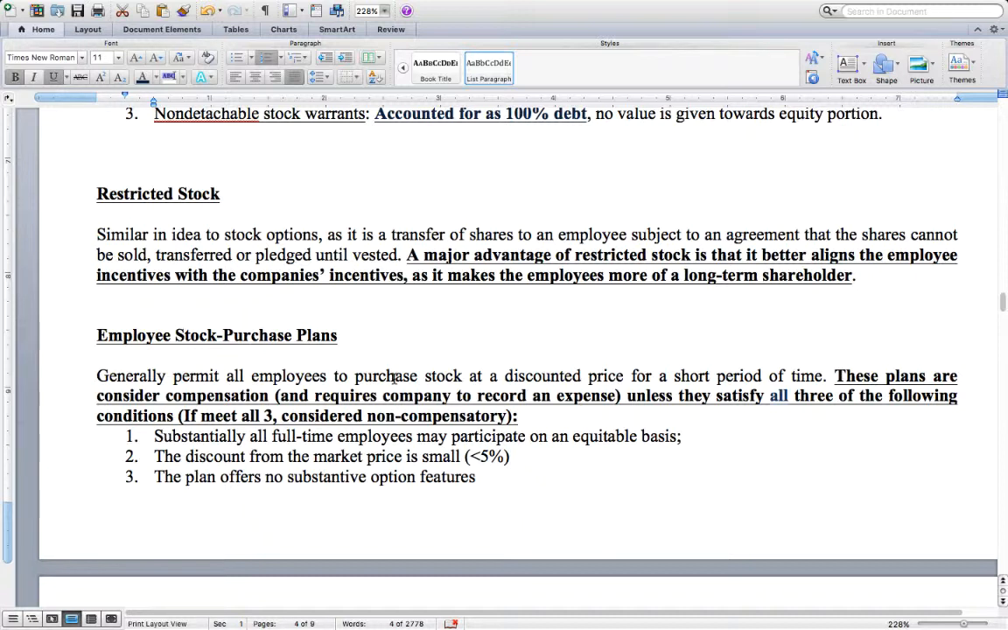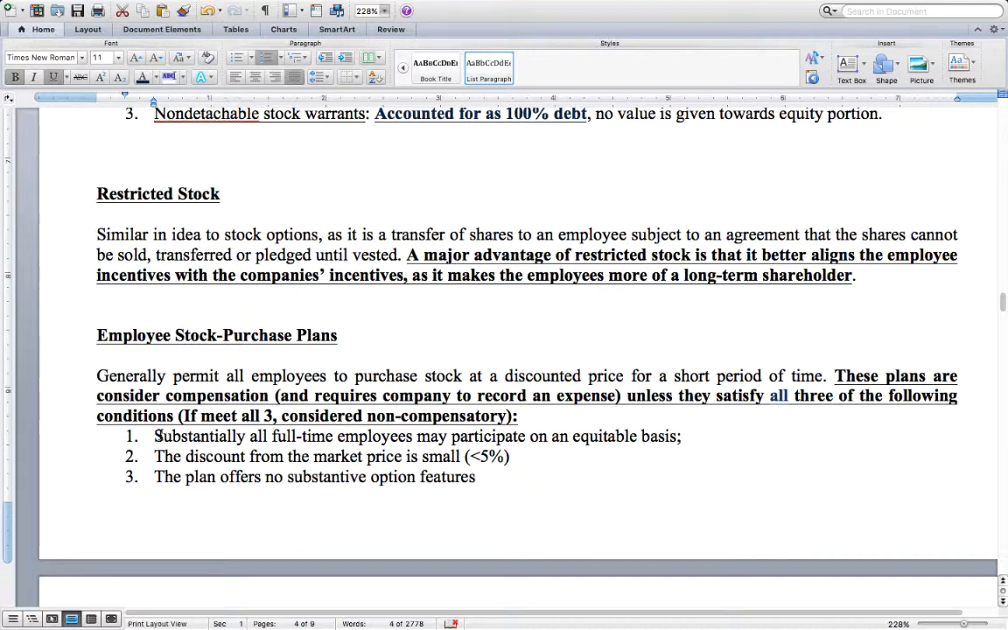So, unless they satisfy all three conditions shown in this course packet here, it is considered compensation for the employees, and thus the company has to record an associated expense. However, if all three of these are satisfied, it is not considered compensation for the employees. And those three requirements are: substantially all full-time employees may participate, the discount from the market price is small, and the plan offers no substantive option features.